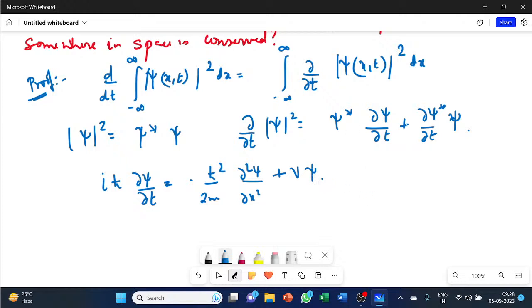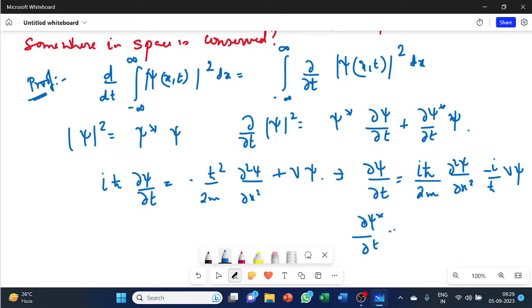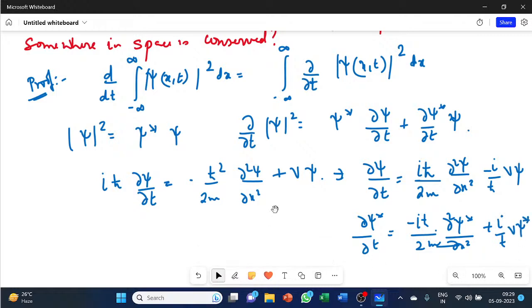Okay, so if I want to write this del psi upon del t, from here also I can write del psi upon del t is nothing but equal to iota h cut divided by twice m, and then you have del square upon del x square, and then you have minus iota upon h cut V psi. And if I take a conjugate of it, I'll get this.